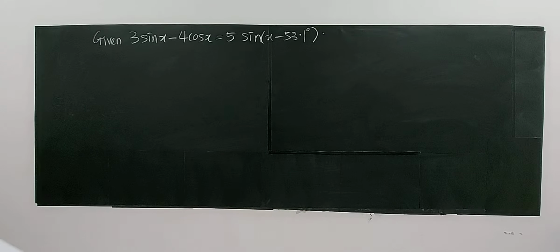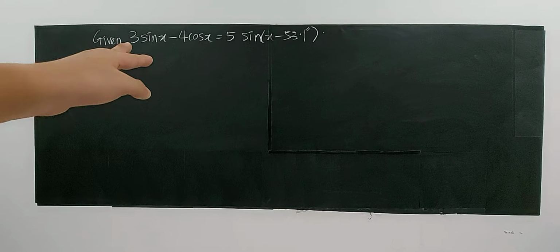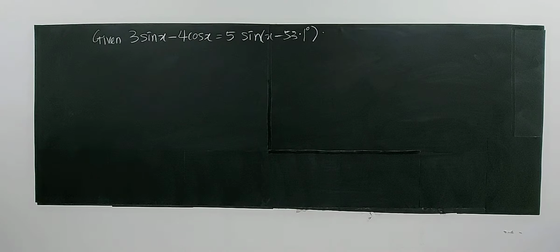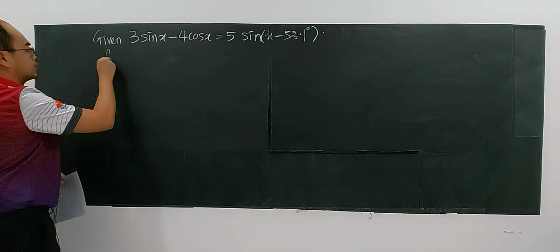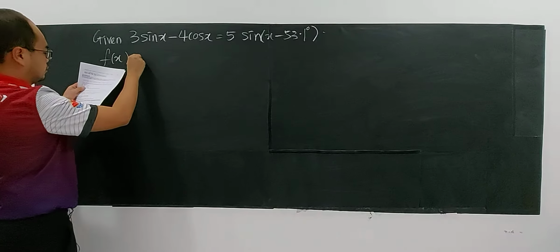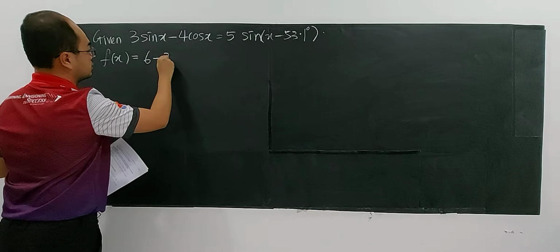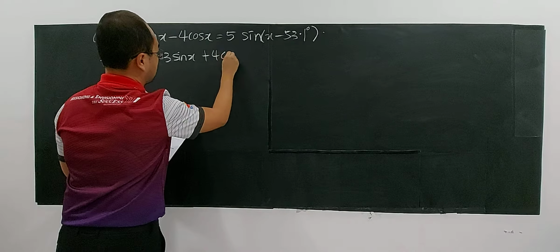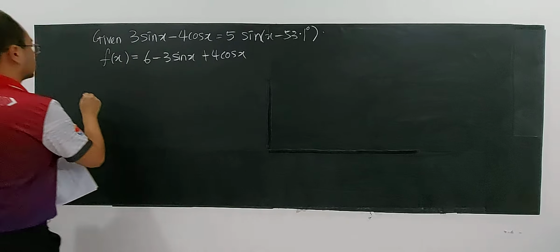Look at this example. Given that this is already in the form of a single trigonometric function, the subtraction becomes a single trigonometric function. Now the question is asking you to find the maximum value. Let's say f(x) is 6 minus 3 sin x plus 4 cos x. What is the maximum value?